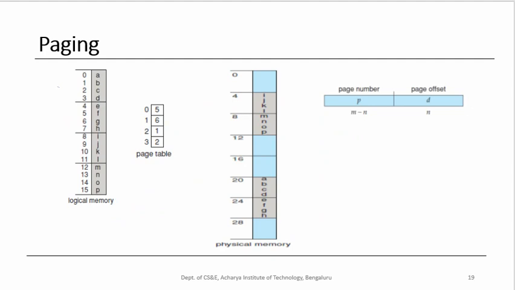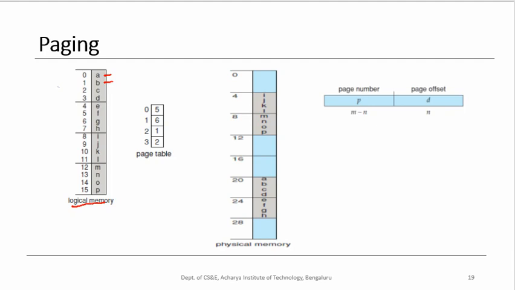Let's now try to understand the paging in detail. Now let's assume that the process has got some 16 instructions. A is an instruction, B is an instruction, and so on. So it has got 16 instructions. So logical space is created like this.